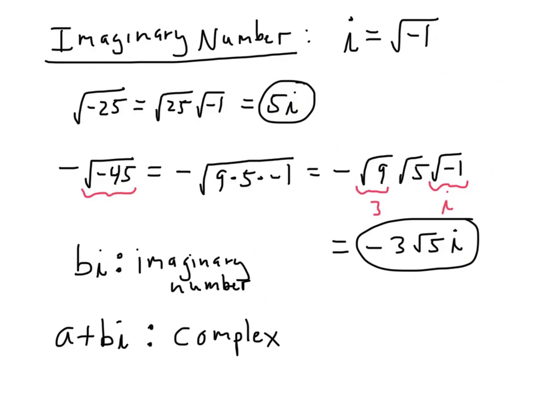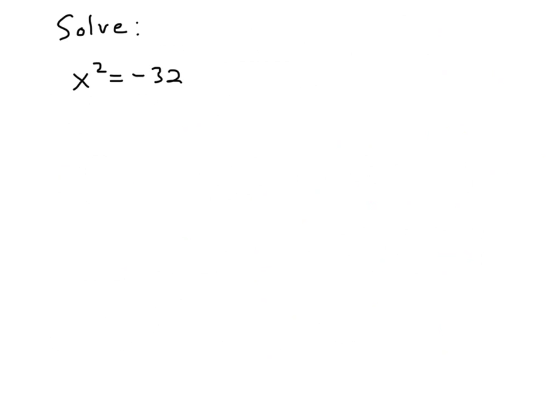And that's important because we're going to be working more with those in the next couple sections. So anything of the form a plus bi, where a and b can be any numbers at all, is called a complex number. Now let's say we wanted to solve the equation x squared equals negative 32. Well, by our property, x should equal the positive or the negative square root of the number negative 32. But you see, since we're taking the square root of a negative number, that will be an imaginary solution.